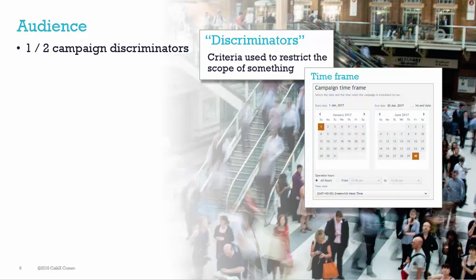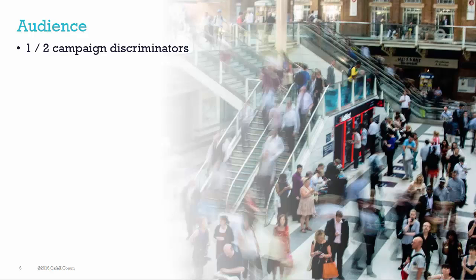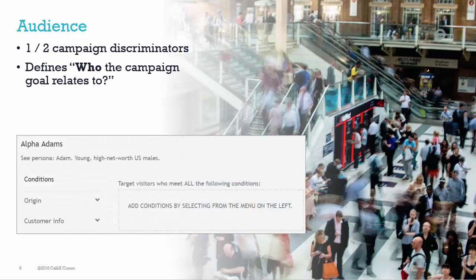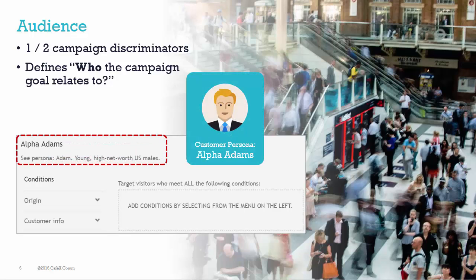Now, the other campaign discriminator is the time frame, and there's also other discriminators in the engagement. But for now, we'll focus on the audience. The audience definition needs to define who the campaign relates to, and it likely aligns with customer personas that are already well defined within the business. So, for a shop selling expensive watches, our audience might well be Alpha Adams, a persona describing young, high net worth individuals based in a particular geographical region, say the United States.